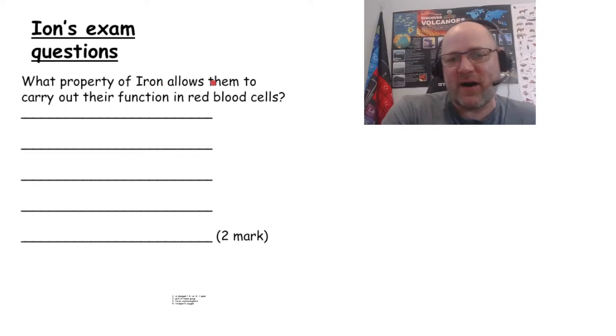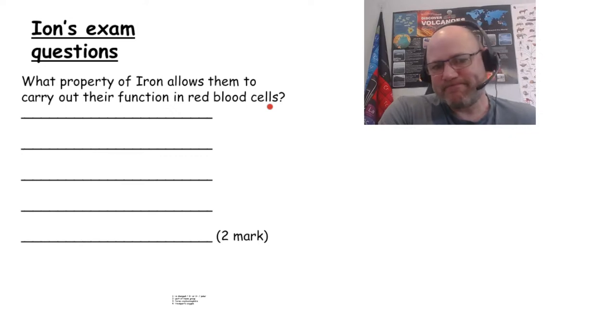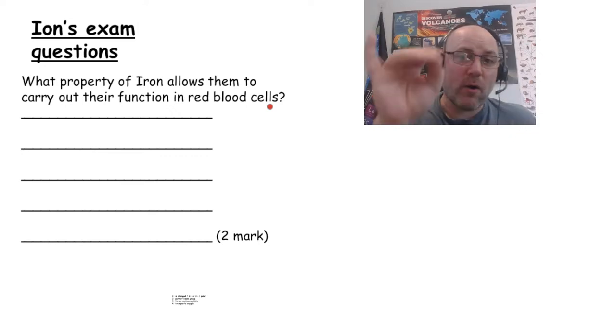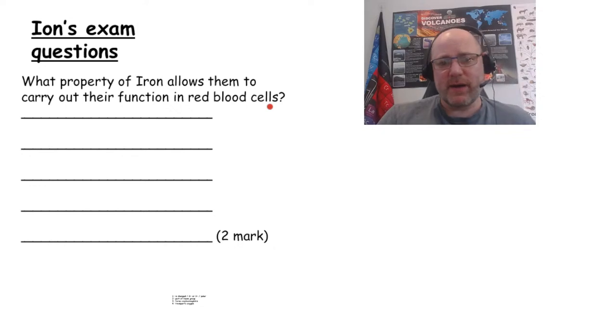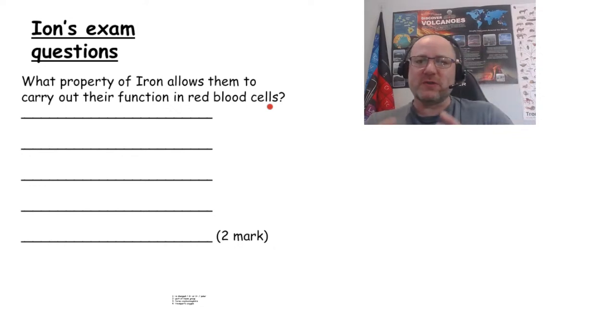What property of iron allows them to carry out their function in red blood cells? What was it about iron that enables them to do their job?